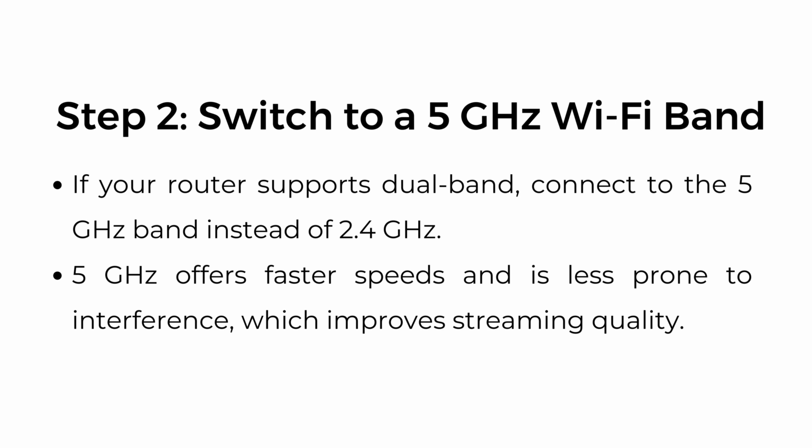Step number 2, switch to a 5 GHz Wi-Fi band. If your router supports dual band, connect to the 5 GHz band instead of the 2.4 GHz. 5 GHz offers faster speeds and is less prone to interference, which improves streaming quality.